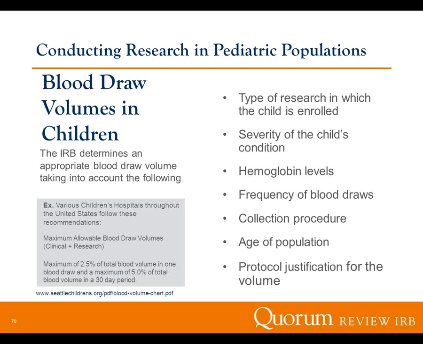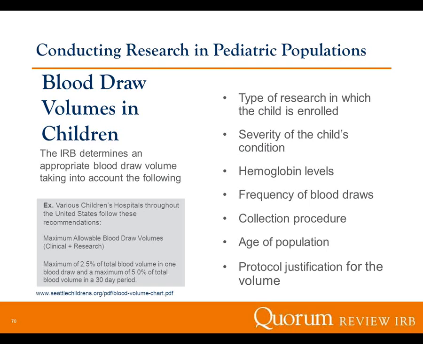So blood draw volumes in children, people often want to know, how does the IRB actually determine what the appropriate blood draw volume is? Well, the IRB determines this by taking into account the following factors: the type of research in which the child is enrolled, severity of the child's condition, hemoglobin levels, frequency of blood draws, collection procedure, age of population, and if there's a protocol justification for the amount of blood volume being drawn. So that's what the IRB considers.